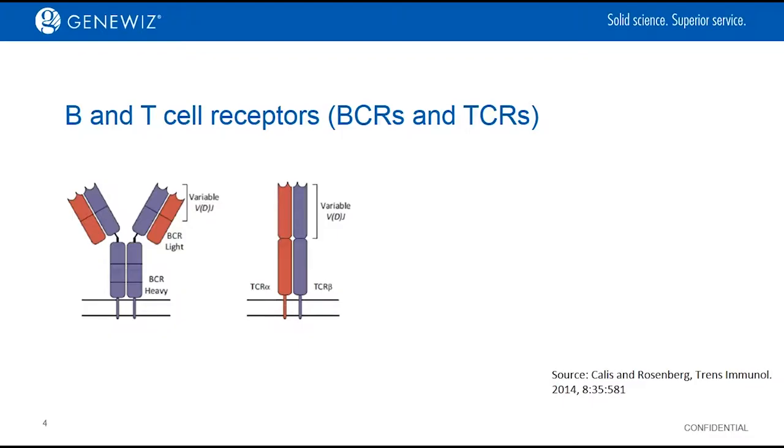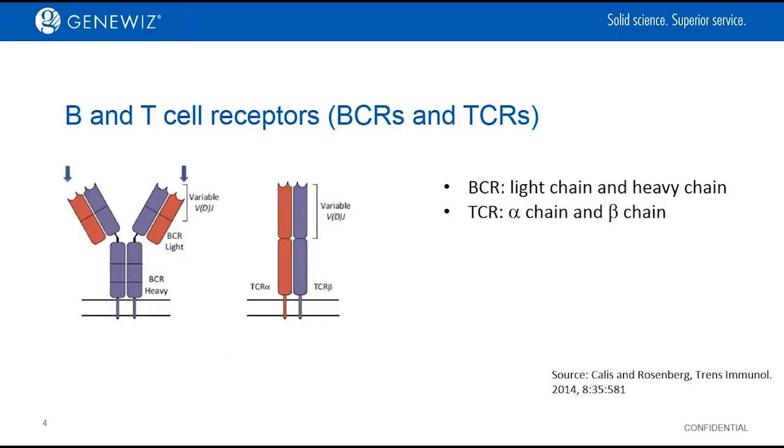B and T cells or lymphocytes are the major players of adaptive immune system. Their receptors are responsible for the pathogen recognition and play a crucial role in immune response. As you can see here, B and T cell receptors are heteromers, which means that they consist of different parts. B cell receptors have light chains and heavy chains, and T cell receptors have alpha chain and beta chain. B and T cell receptors are cell-bound, but B cell receptors also have a soluble form called antibody.